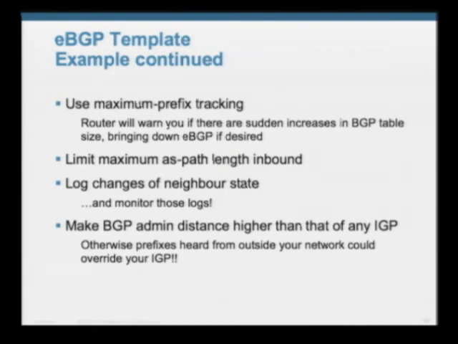Another one that folks don't think of, make the BGP administrative distance higher than that of any IGP. Certainly in Cisco IOS, eBGP admin distance is 20. It's been a few times I've been involved where somebody has sent a prefix from the backbone, but it's come from another AS in by eBGP, and it's overridden the OSPF. That's not a good situation. Not a good situation at all.